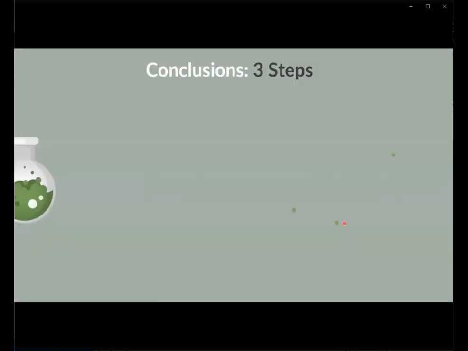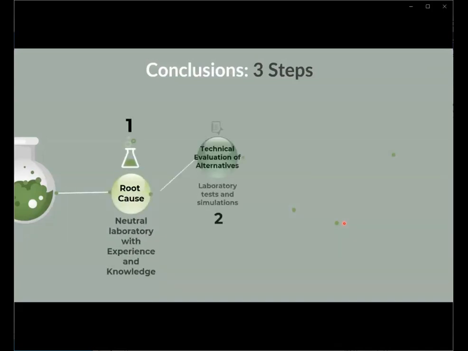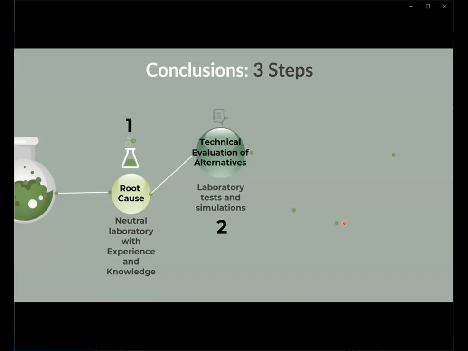So to conclude, three steps if you are having varnish problems. The first one is to run a root cause analysis. You can use a neutral lab with experience and knowledge in this type of situation. It's very important to work with a neutral lab. This lab shouldn't recommend just one specific product. It will be able to recommend different types of products depending on the situation.